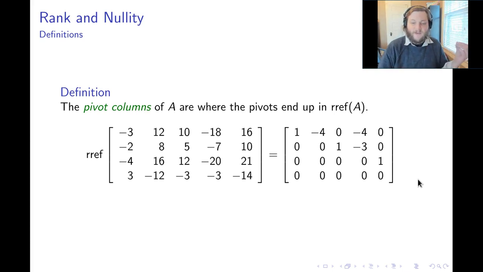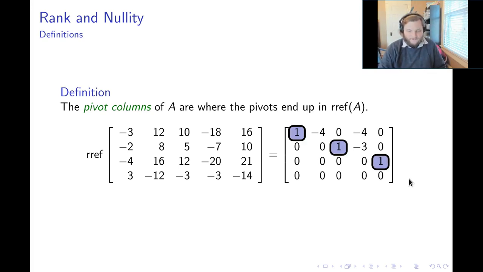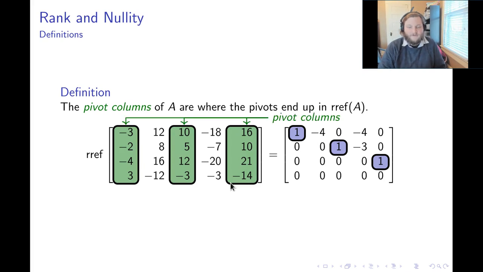So remember, the pivot columns of a reduced row echelon form matrix are the columns where the pivots are. Well, what do we call the pivot columns of a general matrix? Well, the pivot columns of a general matrix are where the pivots end up in the reduced row echelon form. So in our example here, once we row reduce the matrix, the pivots are in the 1, 3, and 5 columns. So that means that the pivot columns of the original matrix are the first, third, and fifth columns.